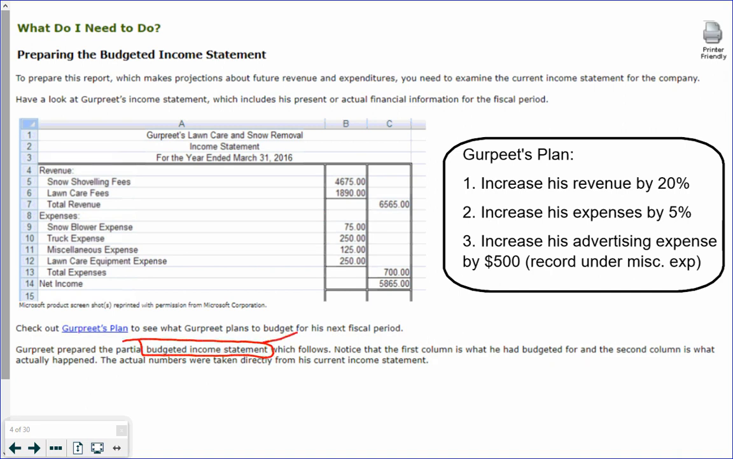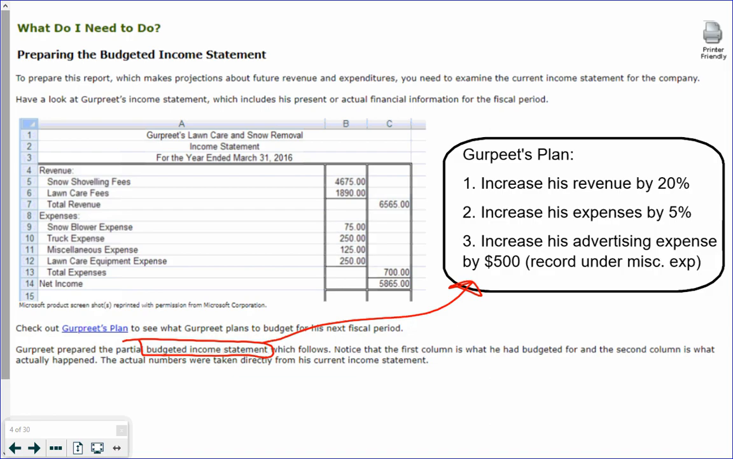Okay? And we're going to use these numbers. Now, the numbers change question to question. So the process we do here, guys, is the same, but the numbers you're going to be given in the question will change per business. Okay? So Gurpeat is going to predict that his sales, that his revenue is going to go up by 20%.